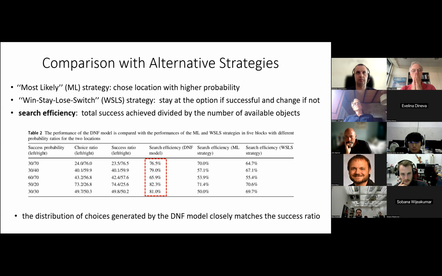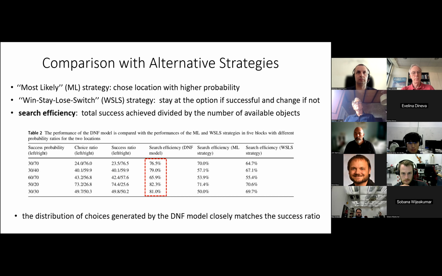What we wanted was effective searching. Search efficiency is defined as the total success achieved divided by the number of available objects. And here you see the results of the DNF model with different probability ratios. The probabilities are independent. Here it's complementary, 30-70, but we have also 50-20, 60-70, 30-30, and so on. And even with small probabilities, we have a really high search efficiency.